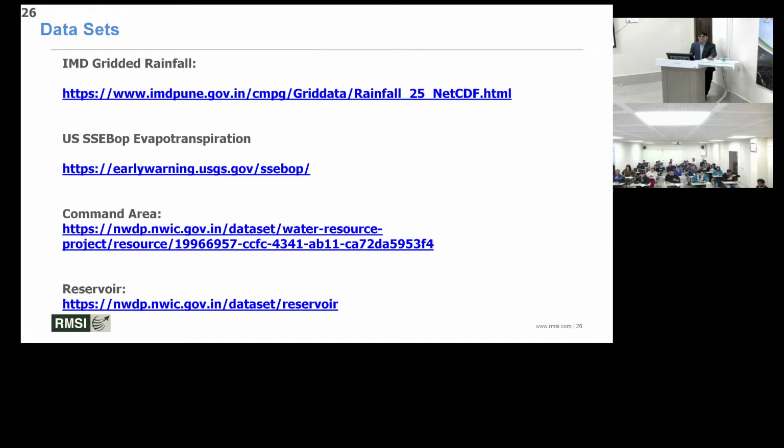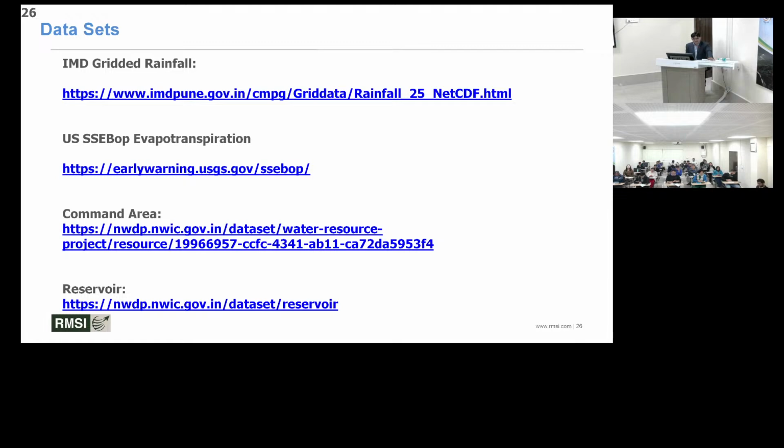Then, as I mentioned, the command area and reservoir details, because the shape files are also available there, and this data is in Google Earth form. I mean, you can also use this. You can visualize, see the KML file. You can download and visualize the command area. They have uploaded and prepared it there.